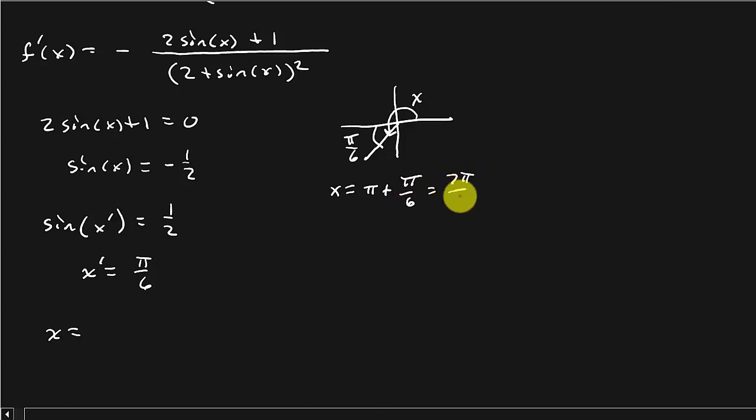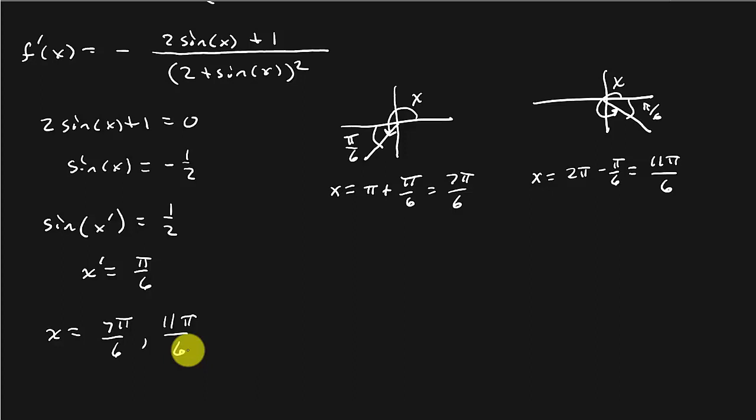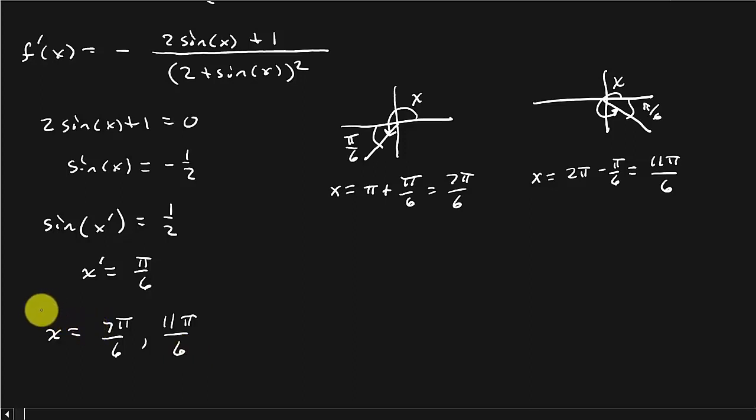So I get 7 pi over 6. And then sine is negative in the fourth quadrant, and that's 11 pi over 6. So I get 7 pi over 6 and 11 pi over 6. You can list the other ones, but this is where I'm going to concentrate on everything between 0 and 2 pi so I can get that graph drawn over one period, and then it just repeats. Okay? All right, so there's my critical numbers.